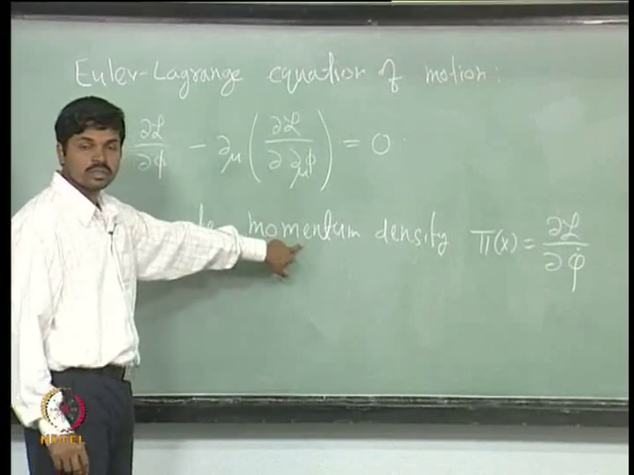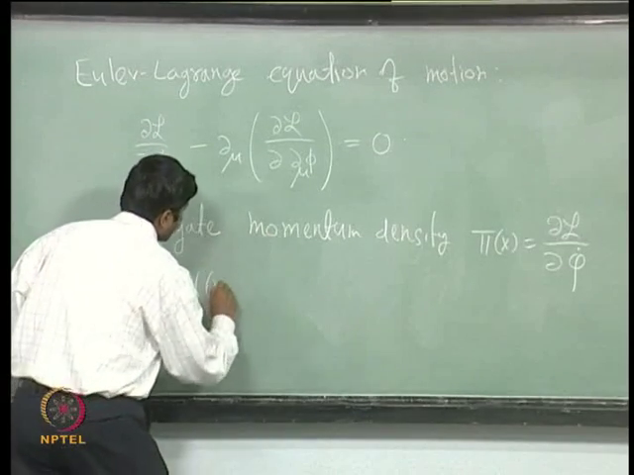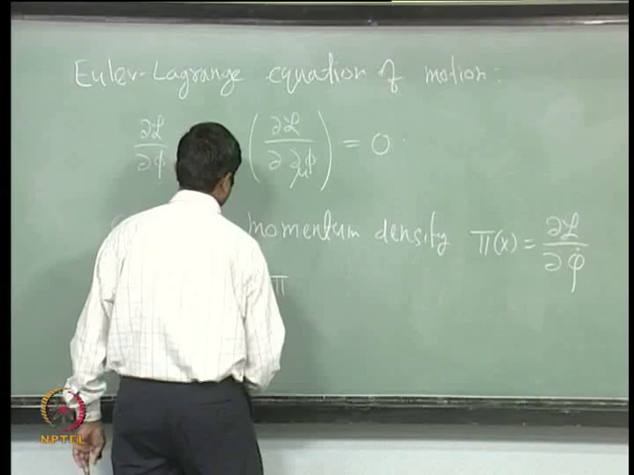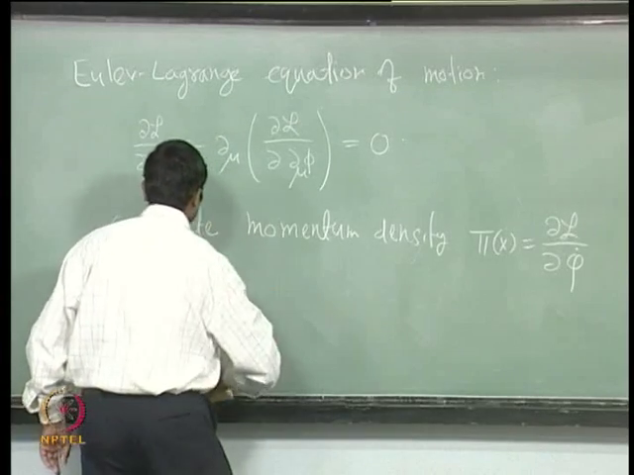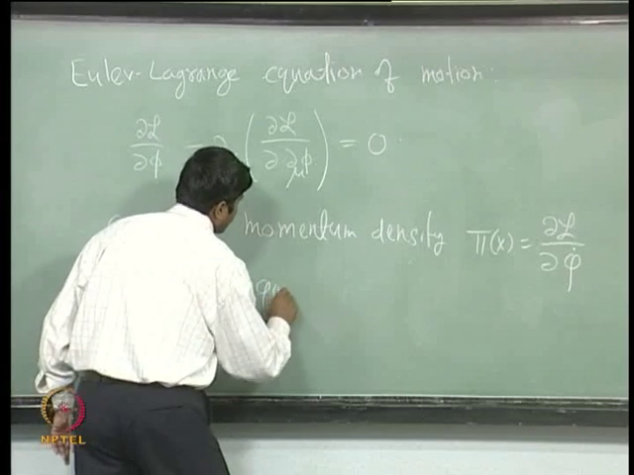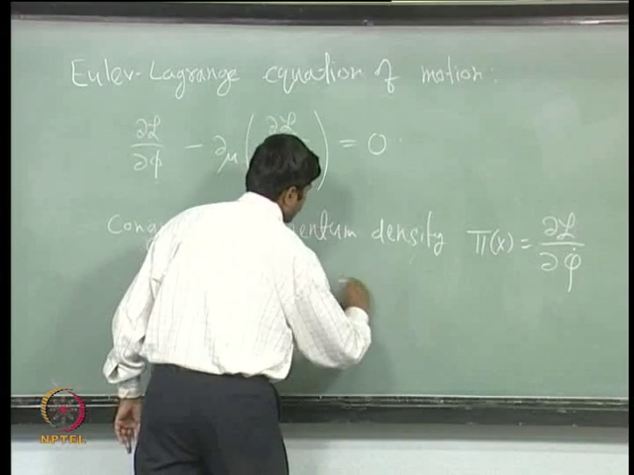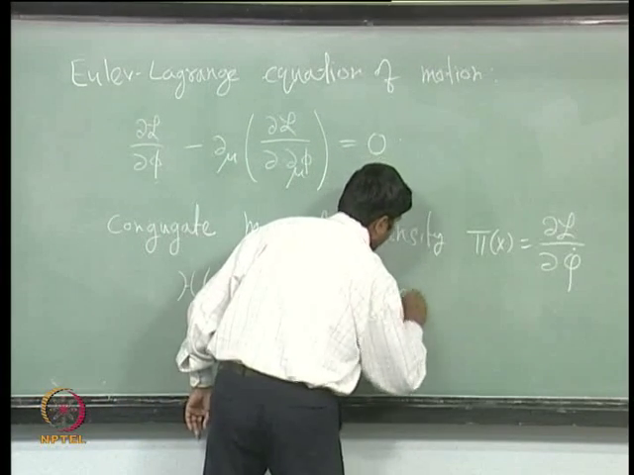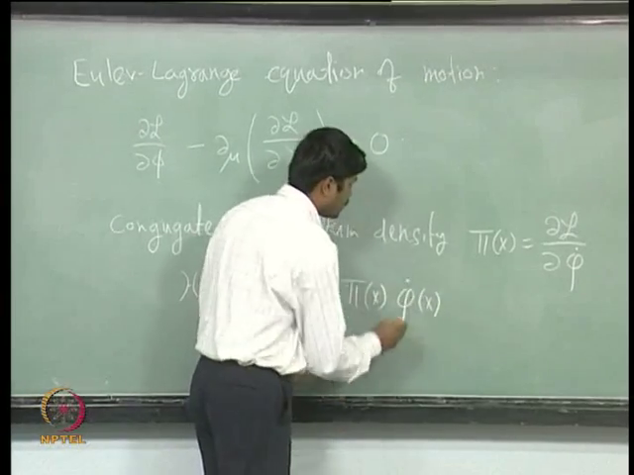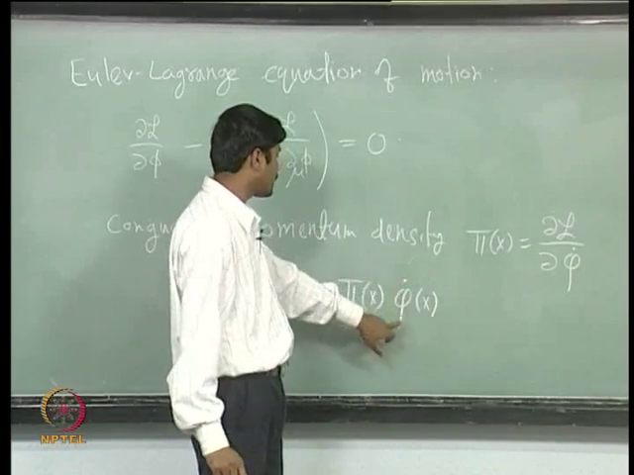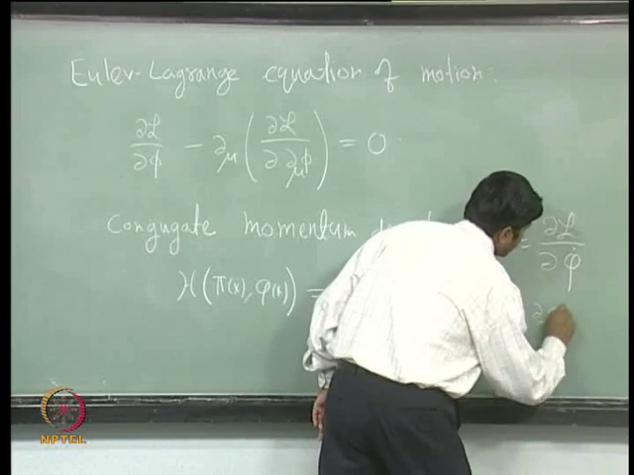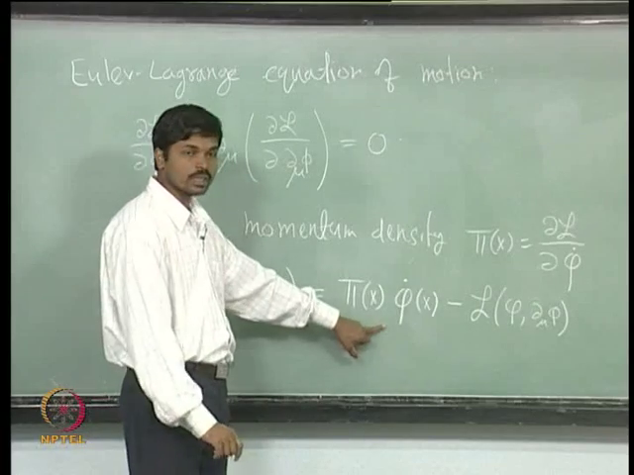Then the Hamiltonian density h of x is defined to be pi times phi dot, note that here the dot represents derivative with respect to time, minus L of phi, del mu phi. The Hamiltonian density is defined to be this.